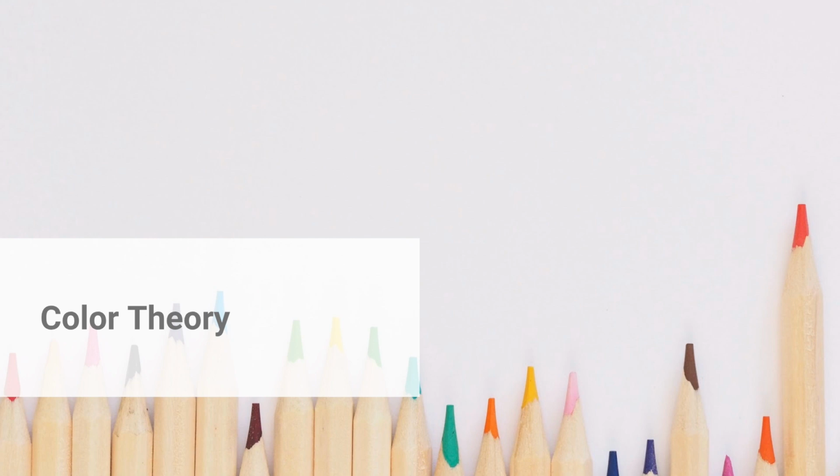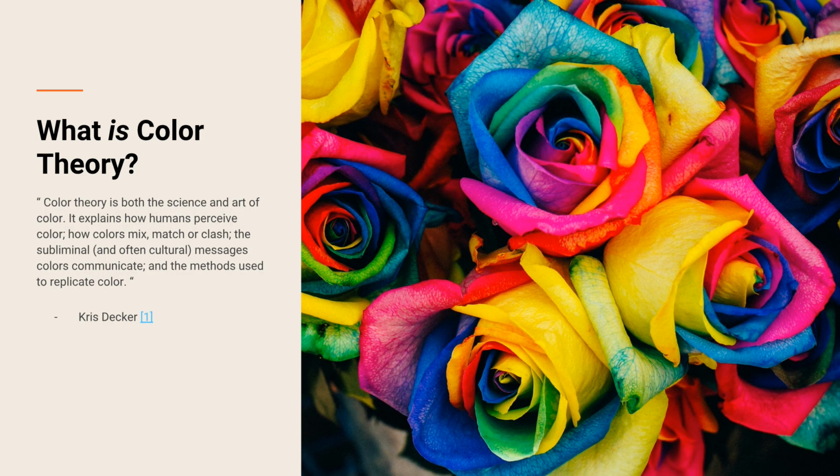Now let's move to color theory. Color theory is basically the science and art of color. This is how humans perceive color, how colors mix, match or clash, and even the subliminal and often cultural messages that colors communicate, as well as the methods used to replicate color. As you can probably imagine, this is quite a large topic, easily the largest one in web design if you ask me. Don't take my word for it, since I'm not a designer, but at least in my experience, there's just so much to know about color.